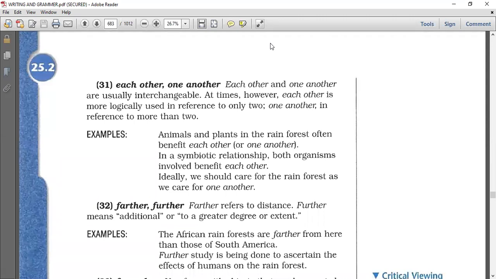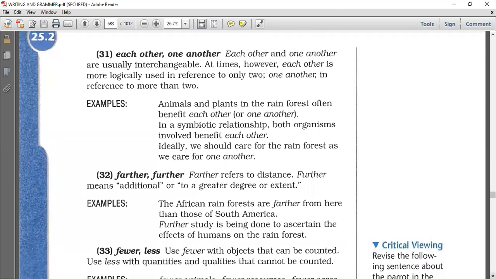Okay, number 31. As I told you before, we have 60 of them. 31, each other and one another. Each other and one another are exactly like between and among. Each other and one another are usually interchangeable. At times, however, each other is more logically used in reference to only two, like between. They love each other when I talk about two people. They hate each other when I talk about two people.